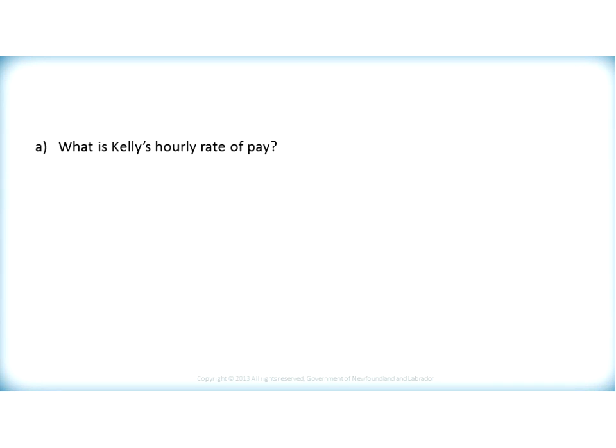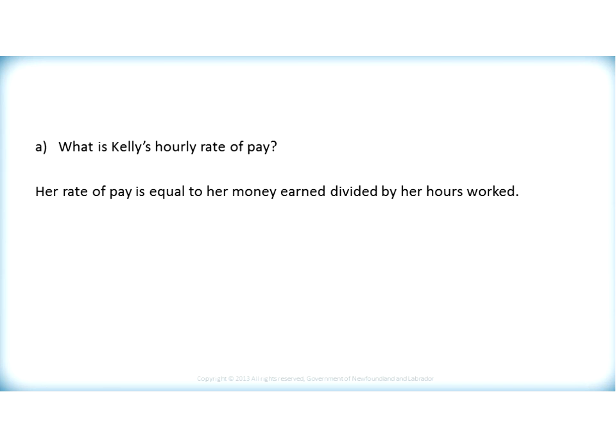So what is Kelly's hourly rate of pay? To find the rate of pay, what we have to do is take her money earned and divide that by the number of hours worked. So if we take the week 1 numbers, she earned $132 in week 1, and she worked for 12 hours. So 132 divided by 12 is going to be equal to 11. If we look at week 2, week 3, and week 4, we're going to find the same result. In week 2, she worked for 8 hours and earned $88.